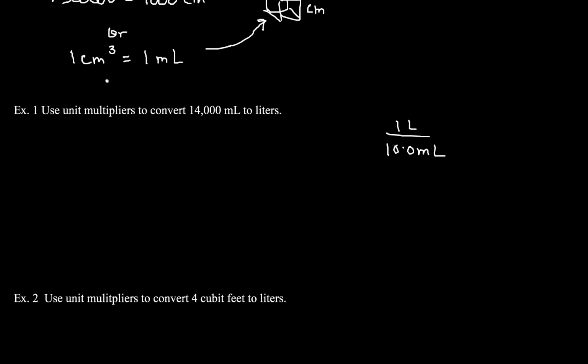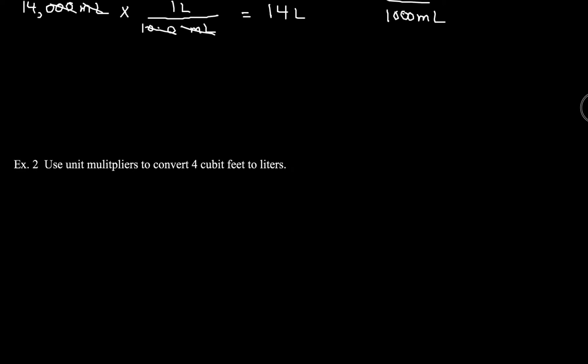First one's really easy. We're going to convert 14,000 milliliters into liters. So we're going to use this unit multiplier. We want to cross out our milliliters, so I'm going to put milliliters down there. There's 1,000 milliliters in 1 liter. So the milliliters will cross out, 3 of the zeros will cross out, and so 14,000 milliliters is equal to 14 liters. That one's not hard. The other ones are a little bit more complicated.